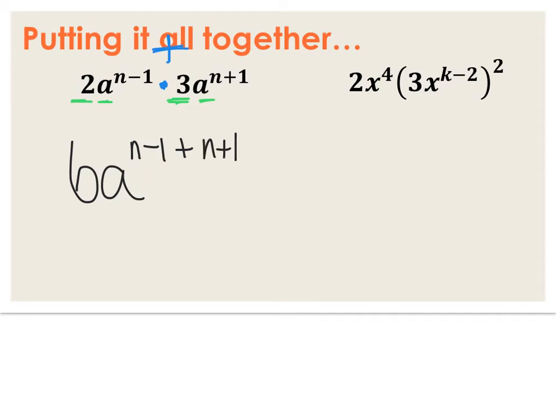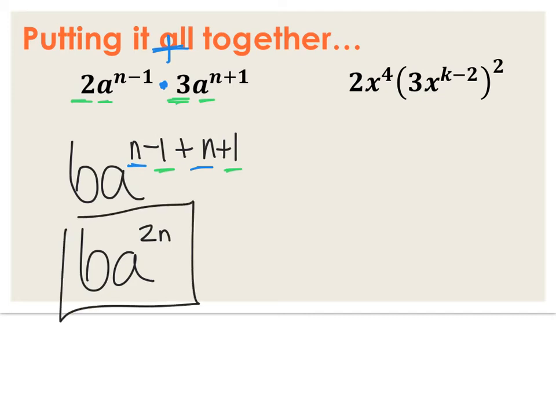Now we're going to look at this. What of this can we combine? Well, I have some n's, and I have some 1's. Those are what I can combine. So I still have 6a. I have an n plus an n, which means I have two n's now. And negative 1 plus 1 means they're gone. So this one just ends up being 6a to the 2n.